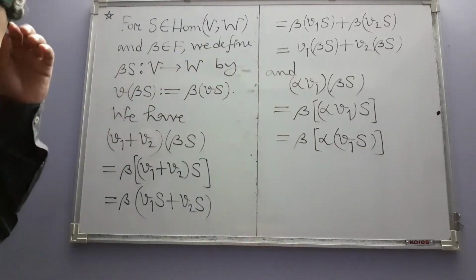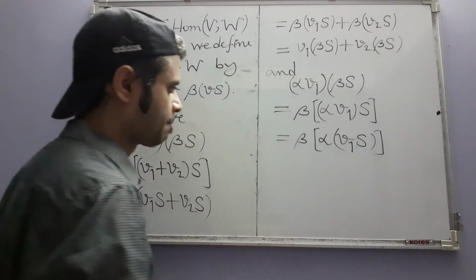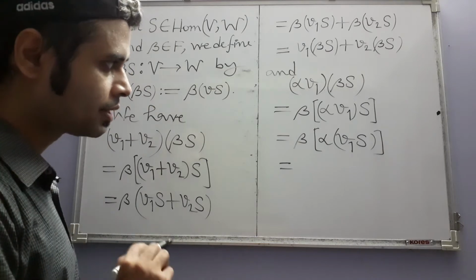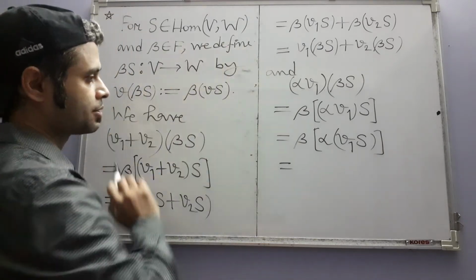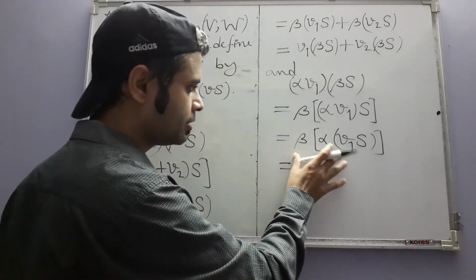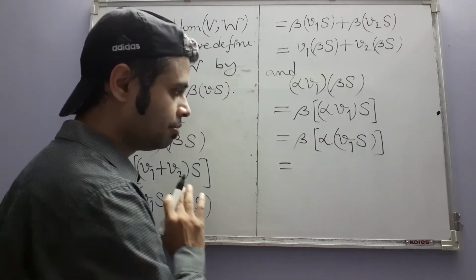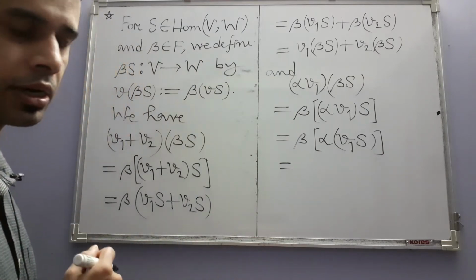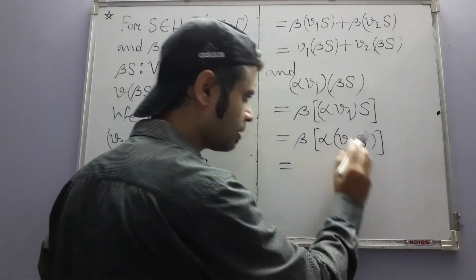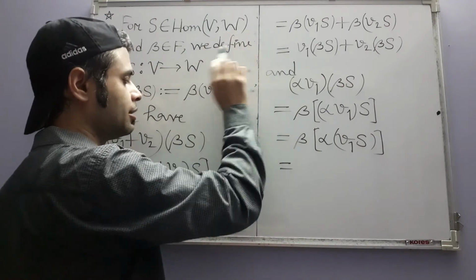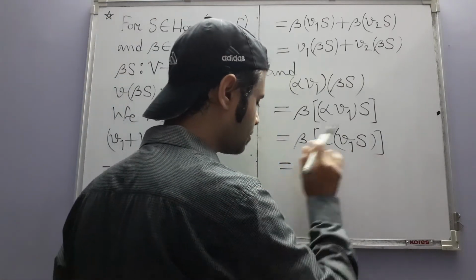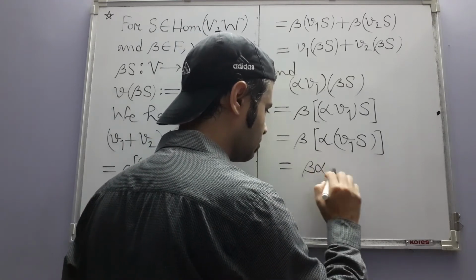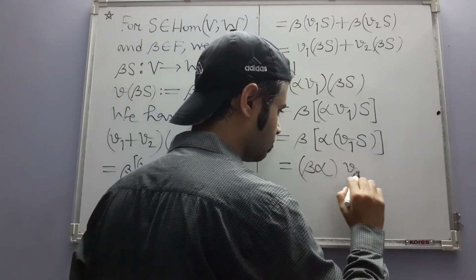Okay. Now again, one of the vector space axioms in the space W tells us that in this situation, keeping in mind that this beta and alpha are after all scalars coming from the underlying field, and this v1S is itself a vector in W, we can write in place of this thing: beta alpha v1S.